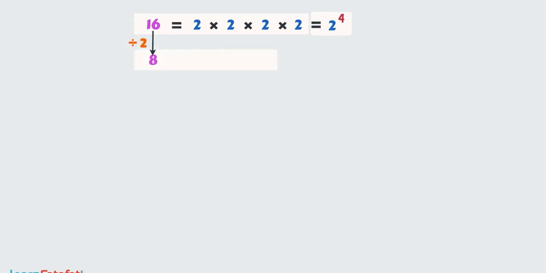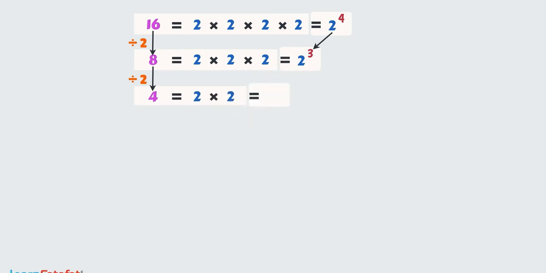Now observe the pattern. 16 equals 2 into 2 into 2 into 2, which is equal to 2 raised to power 4. 16 divided by 2 is 8, which is equal to 2 into 2 into 2 or 2 raised to the power 3. Note that the power is reduced by 1. Again 8 divided by 2 is 4, which is equal to 2 into 2 or 2 raised to the power 2. Here also the power is reduced by 1.